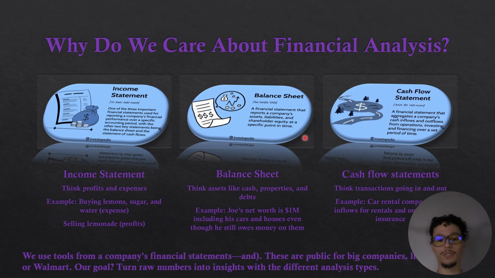Now, a balance sheet is a little bit different. You want to think assets like cash, properties, debts. So an example of that would be Joe's net worth is $1 million, including his cars and houses, even though he still owes money on them. I'm sure you guys have to pay off a car. Not all of you, but I'm sure you understand the concept of paying off a house. That house is technically an asset that is still in your name.